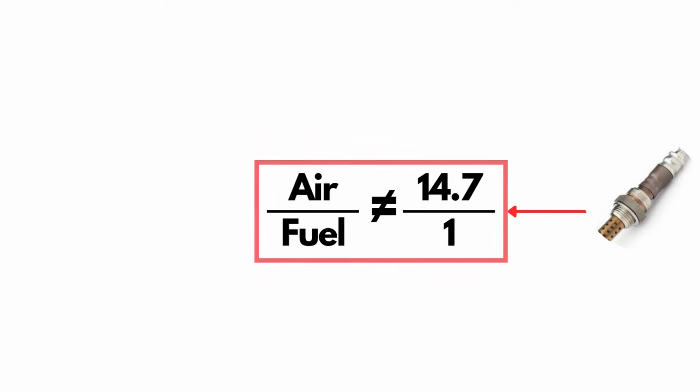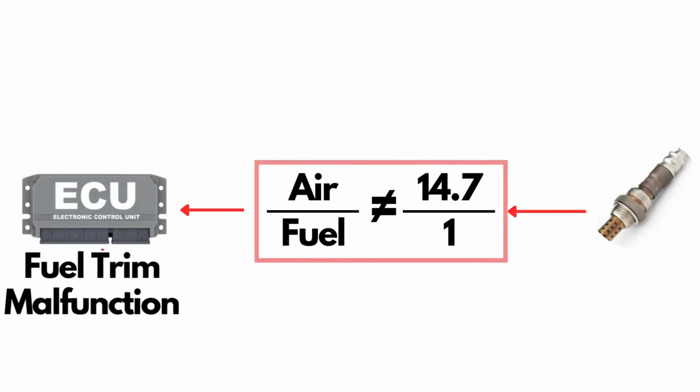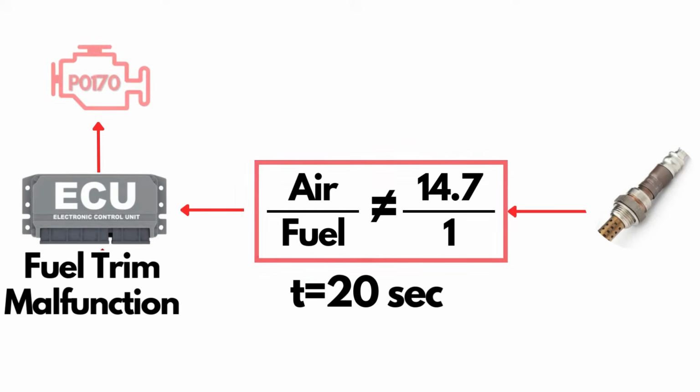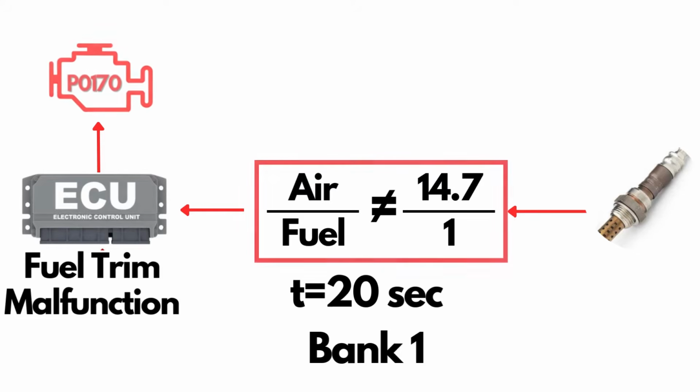But when the oxygen sensor detects that the air-fuel ratio is either greater or lesser than 14.7 to 1, meaning fuel trim is either too rich or too lean, the PCM interprets this as a fuel trim malfunction. If this condition persists for about 20 consecutive seconds, the PCM triggers the P0170 code, indicating that the system on bank 1 is running either too lean or too rich.